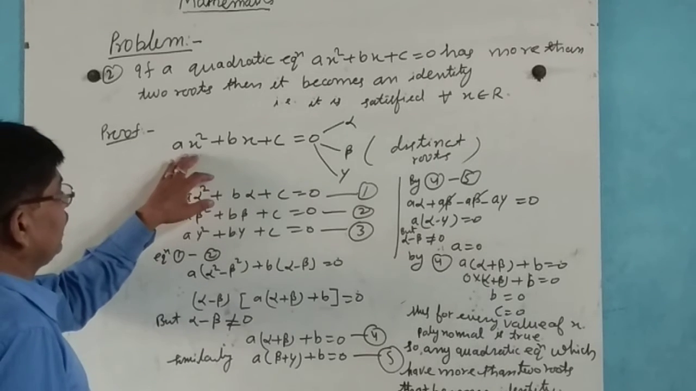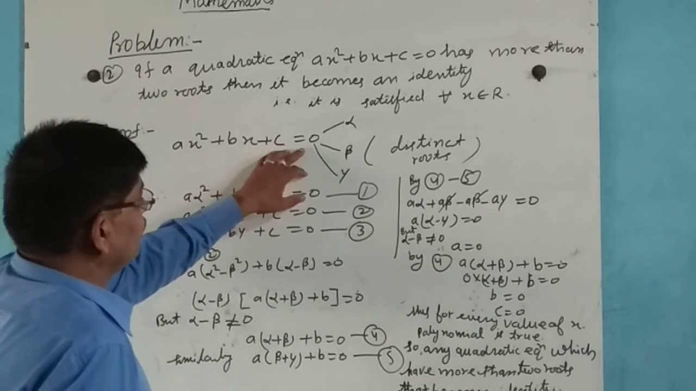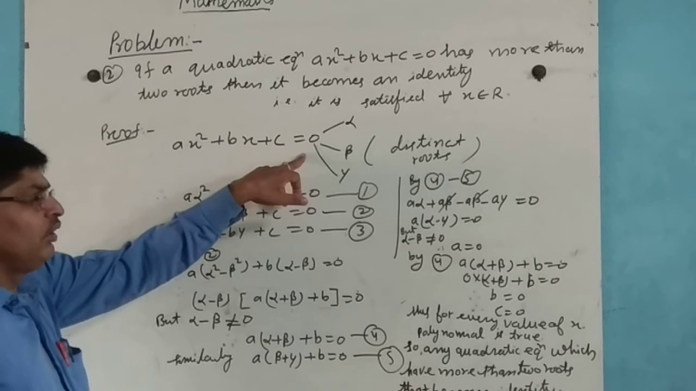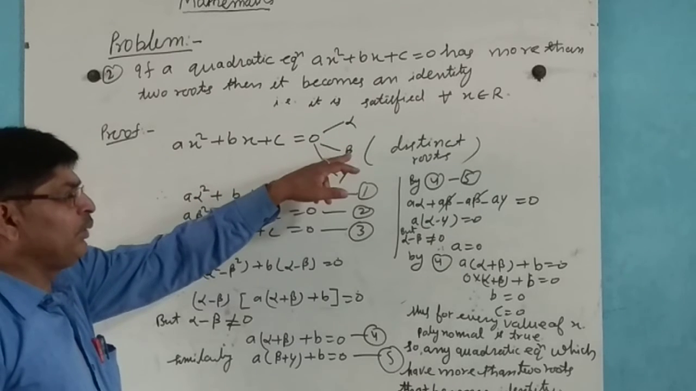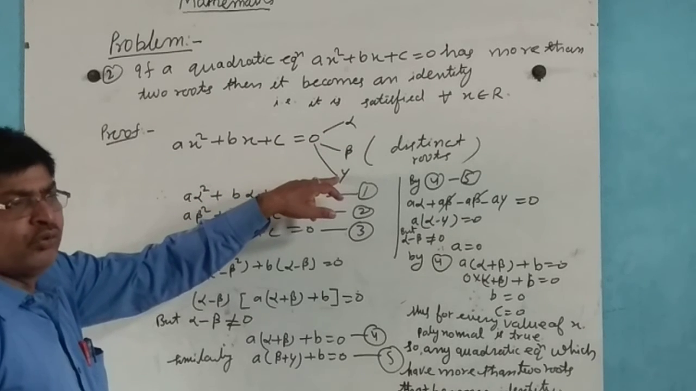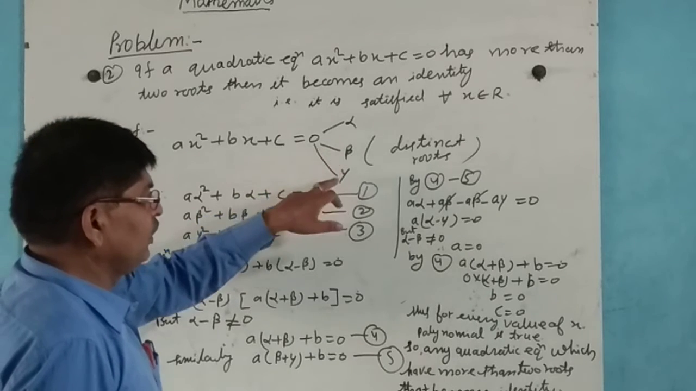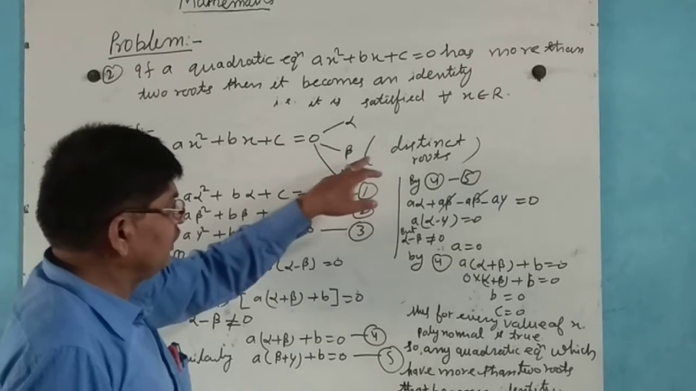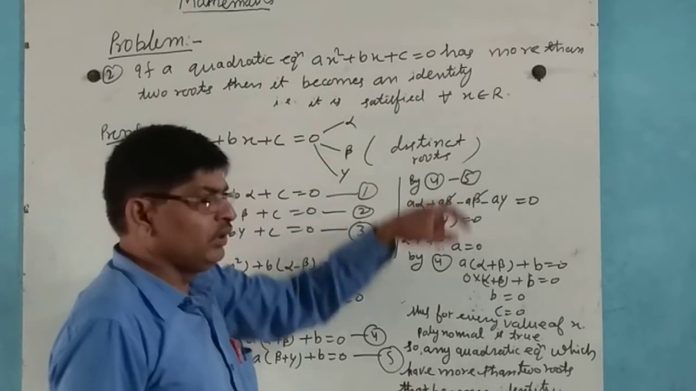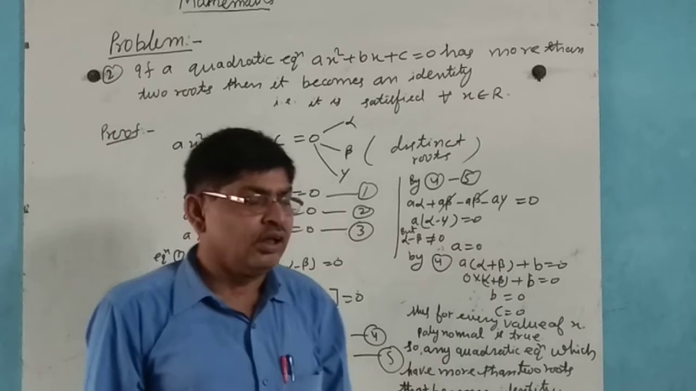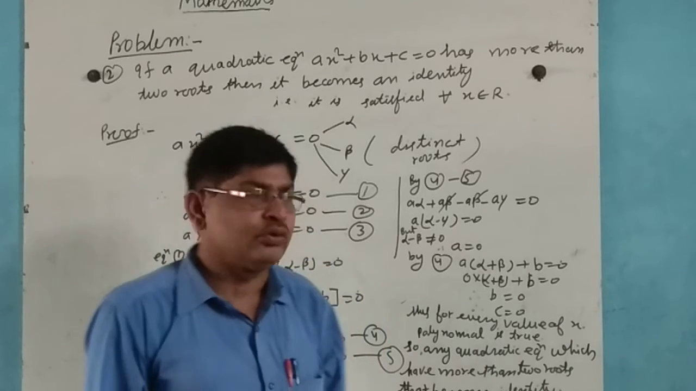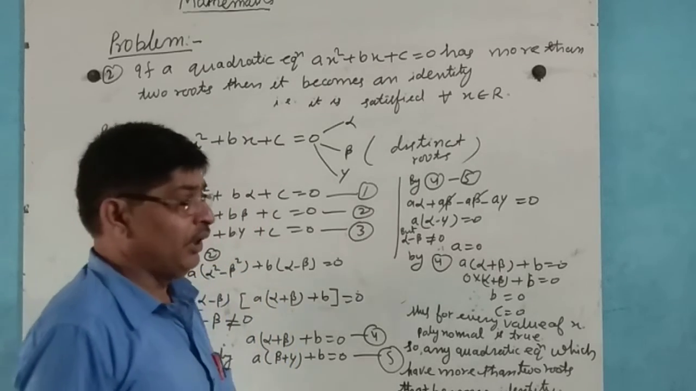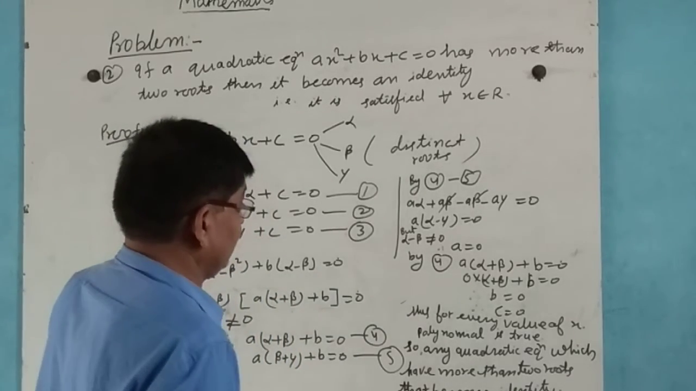Now let us suppose that ax square plus bx plus c equal to 0 is a quadratic equation, and alpha, beta and gamma are its three roots, that is, more than 2 roots. We consider the third root gamma. This is a distinct root. Distinct means alag, different. Alpha, beta and gamma are not equal to each other.